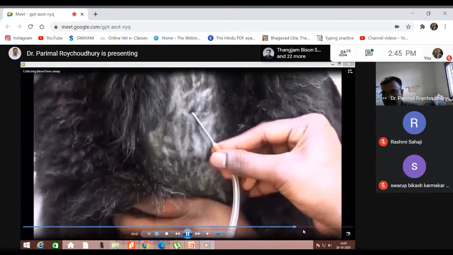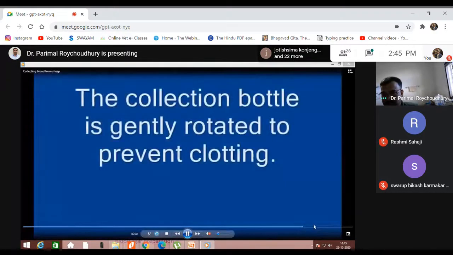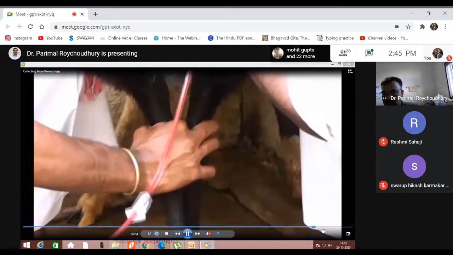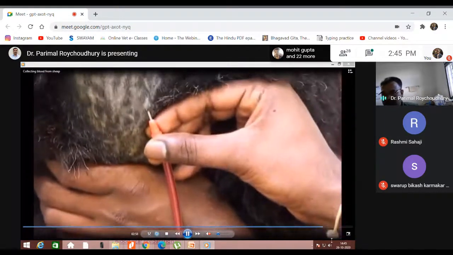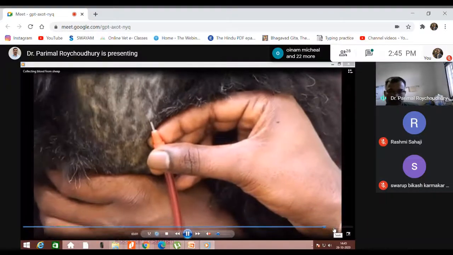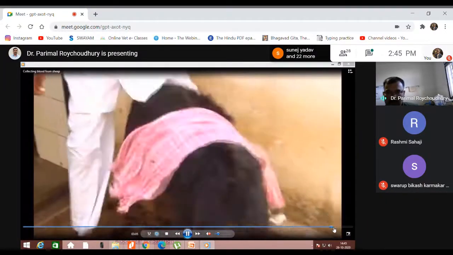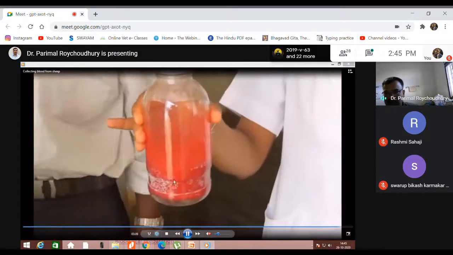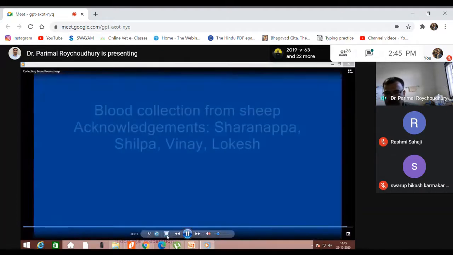Likewise the blood can be collected, and it will come out and collect in the collecting vial. Say 30 to 40 milliliters of blood we can collect, take it out, and finally we get the blood this way. Okay, so this way we can collect the blood.